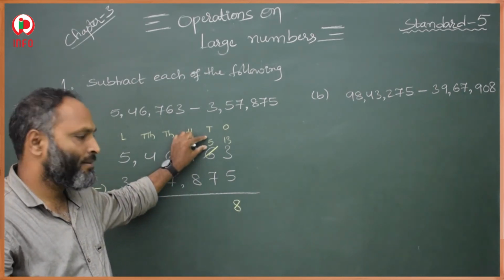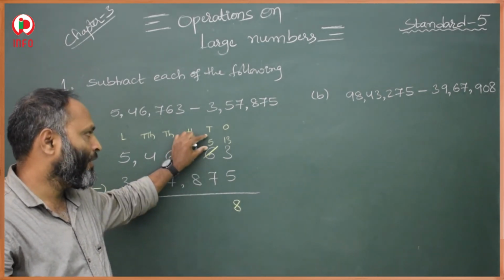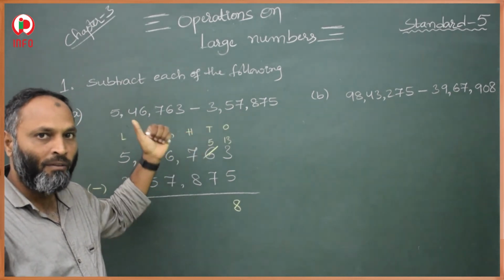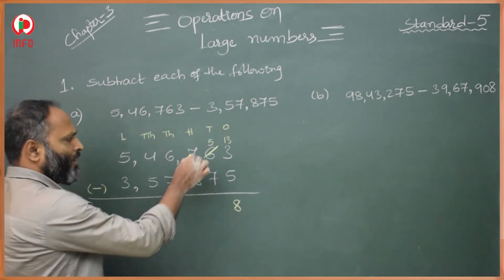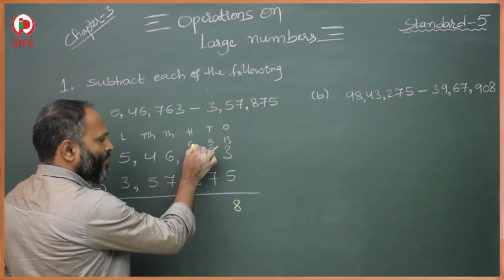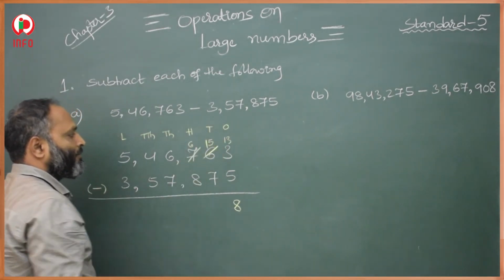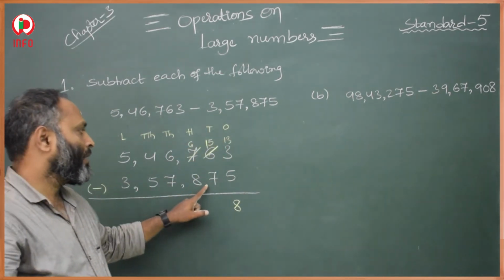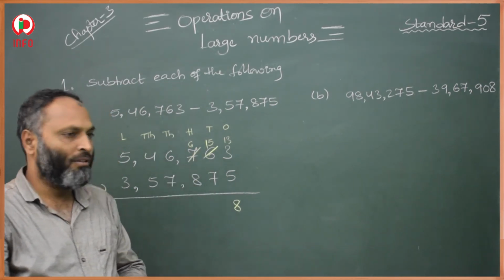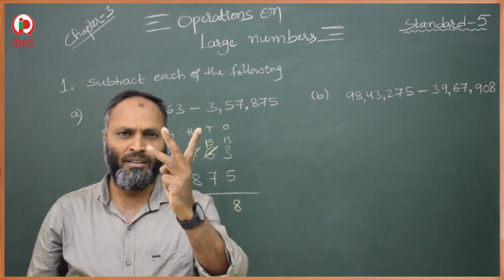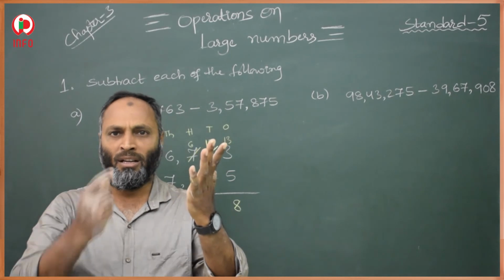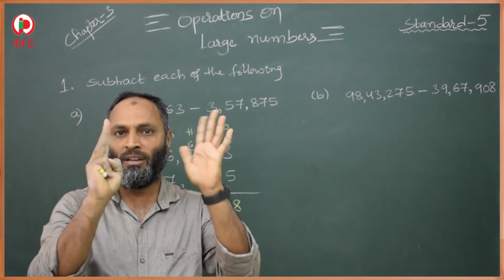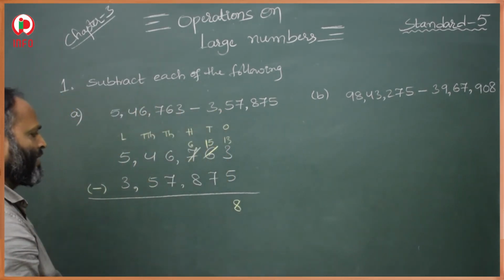Then after tens place, here 5 is there and here 7 is there. 5 is less and 7 is bigger, so minuend is less value. Again we have to take borrow from next. From here the 7 becomes 6 and 5 becomes 15. 15 minus 7. From 7 to 15 we have to count. 8, 9, 10, 11, 12, 13, 14, 15. 15 minus 7 is 8.